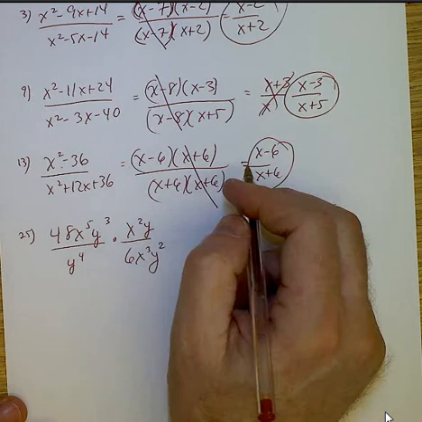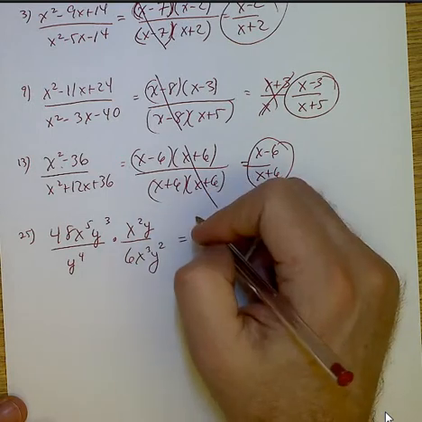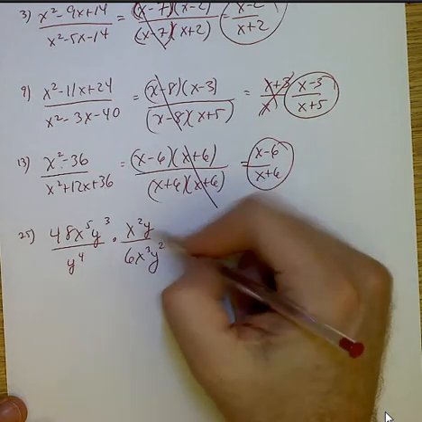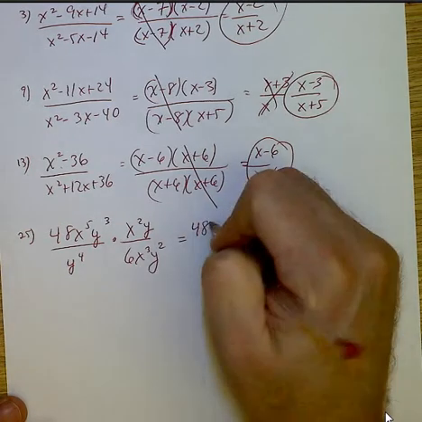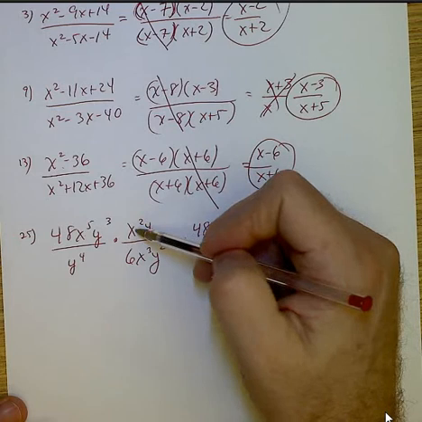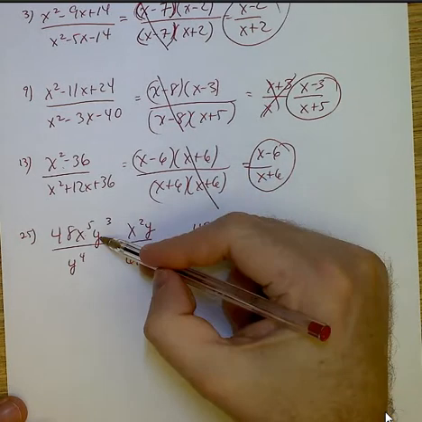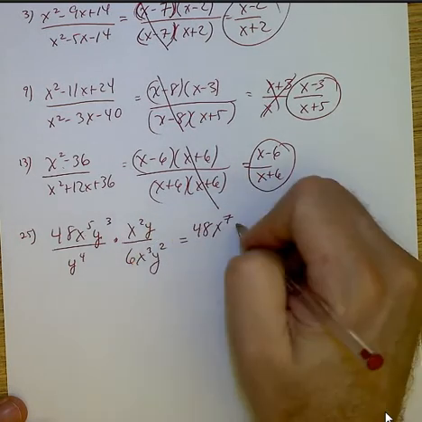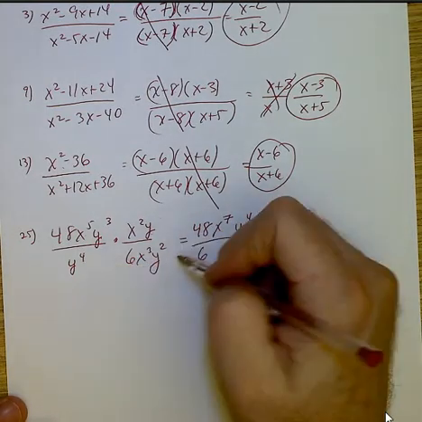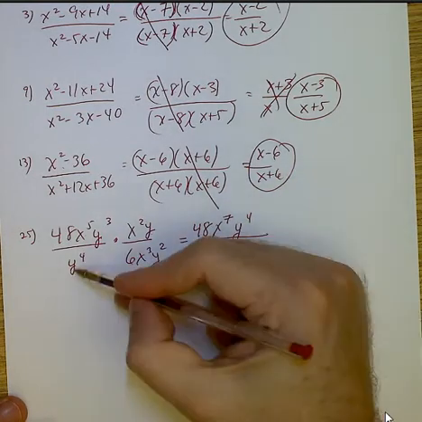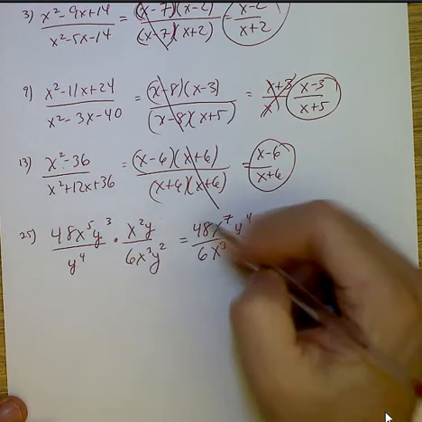So in this problem, what I'll do first is multiply across the numerator and the denominator. In the numerator, we have the 48. I have x to the 5th and x squared to make x to the 7th. I have y cubed and y to the 1st to make y to the 4th. In the denominator, I have a 6. I have x cubed. I have y to the 4th and y squared to make y to the 6th.